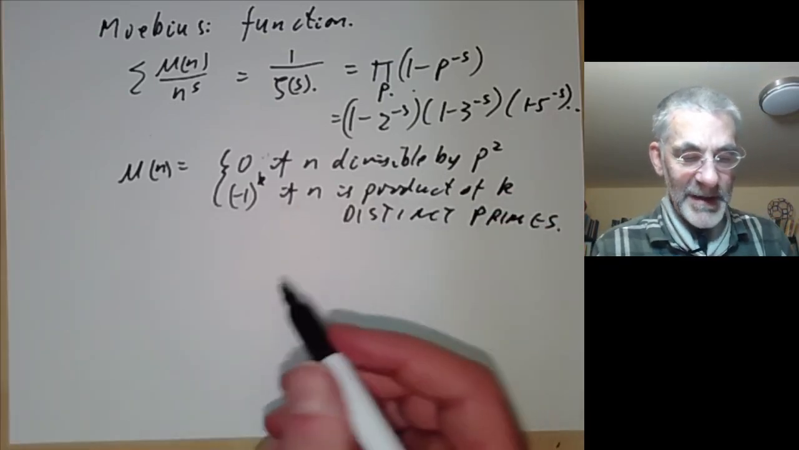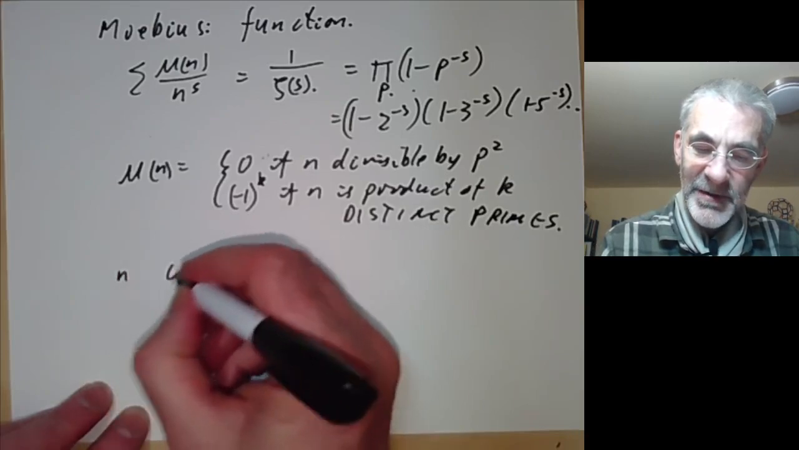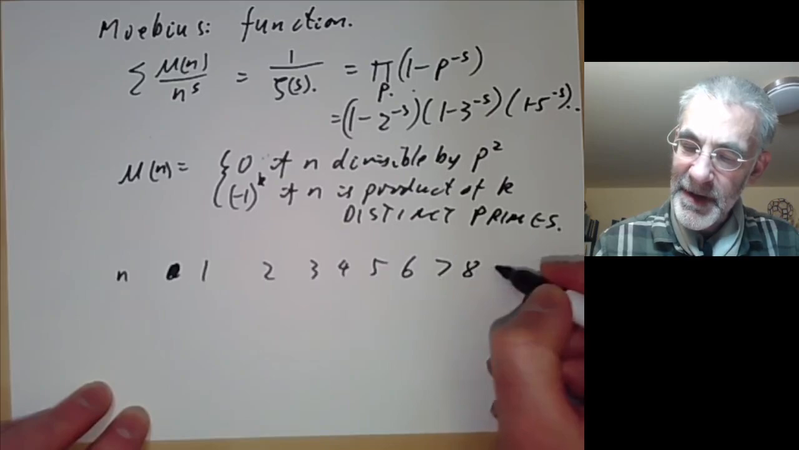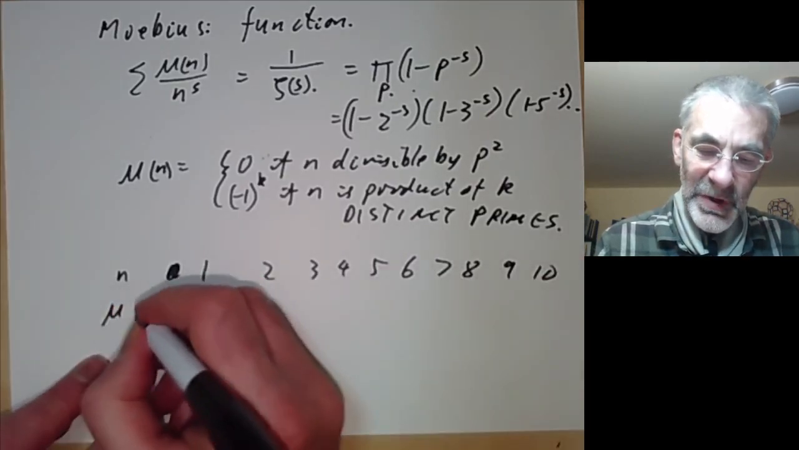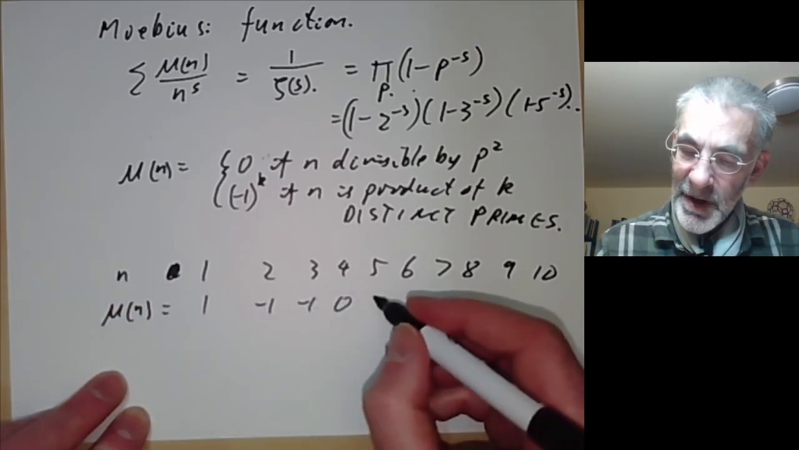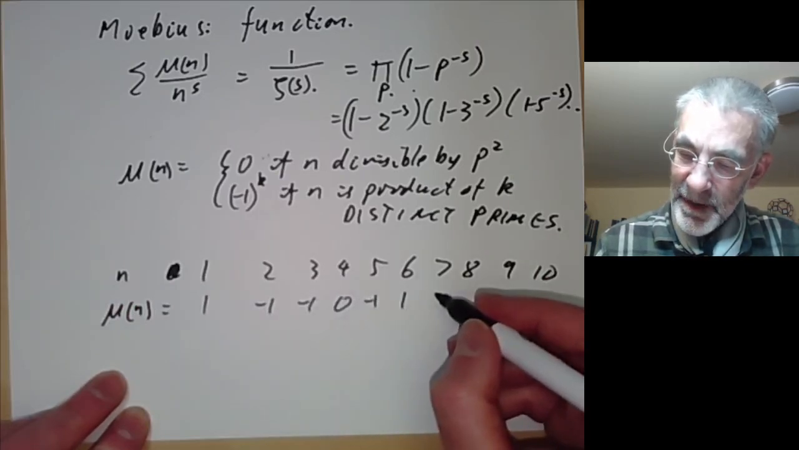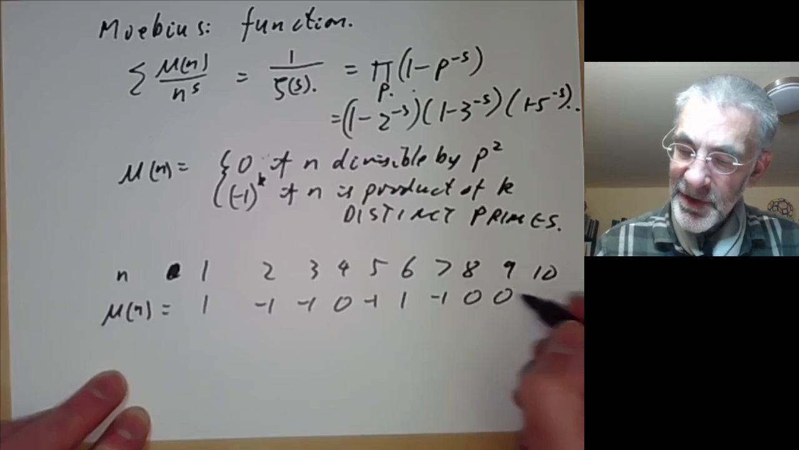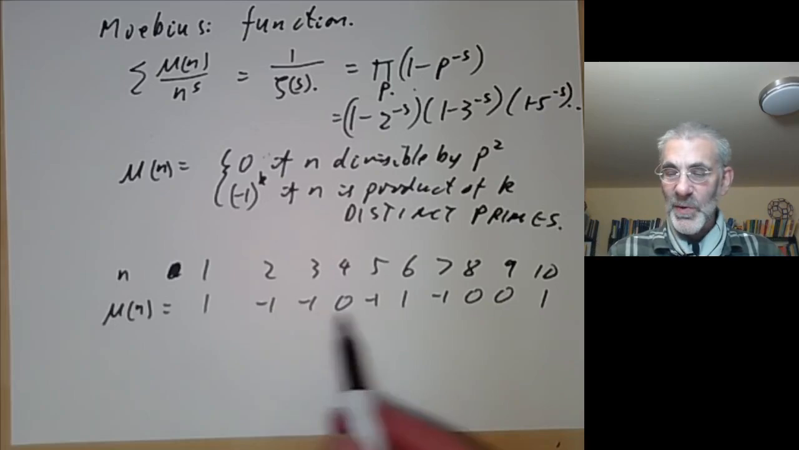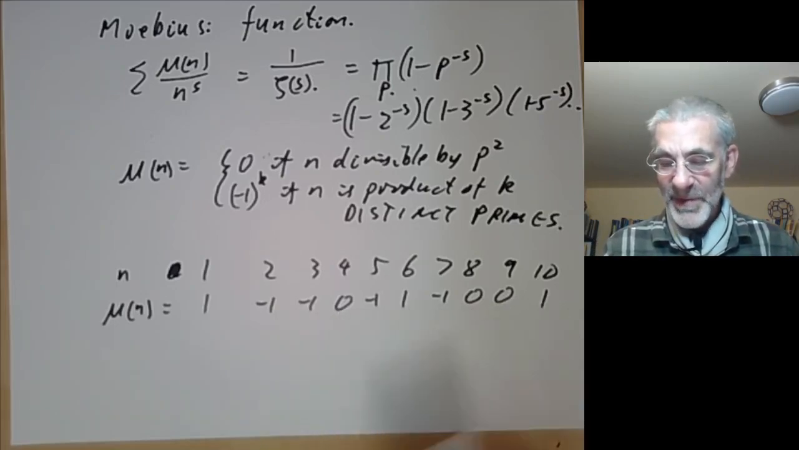So let's just have a little table of its values. So if n is 0, 1, 2, 3, 4, 5, 6, 7, 8, 9, 10, then you can see that mu of n is equal to 1, minus 1, minus 1, 0, minus 1, 1, minus 1, 0, 0, 1, and so on. So it sort of oscillates randomly between minus 1 and 1, except that it's sometimes 0.